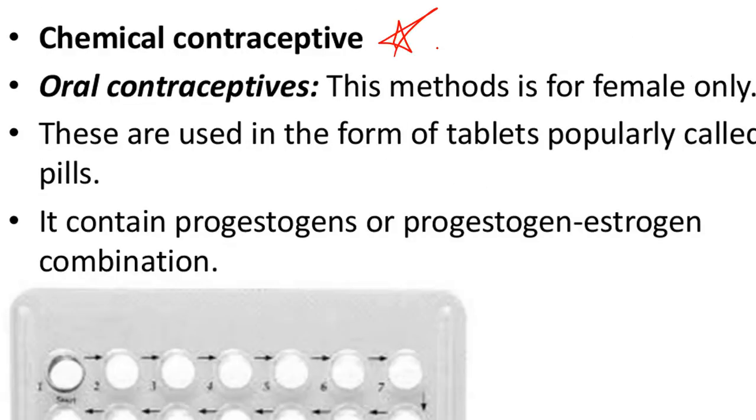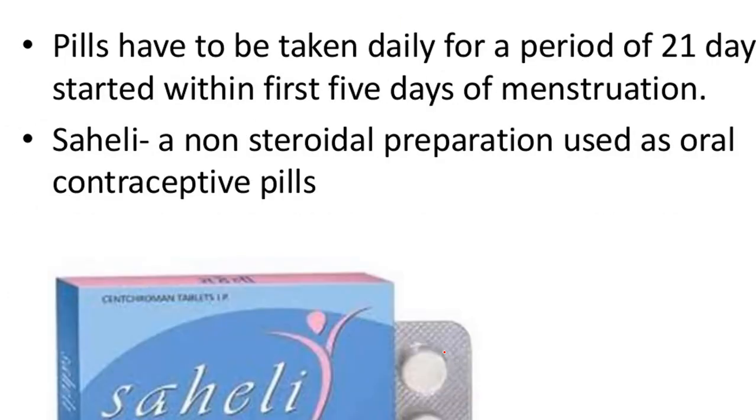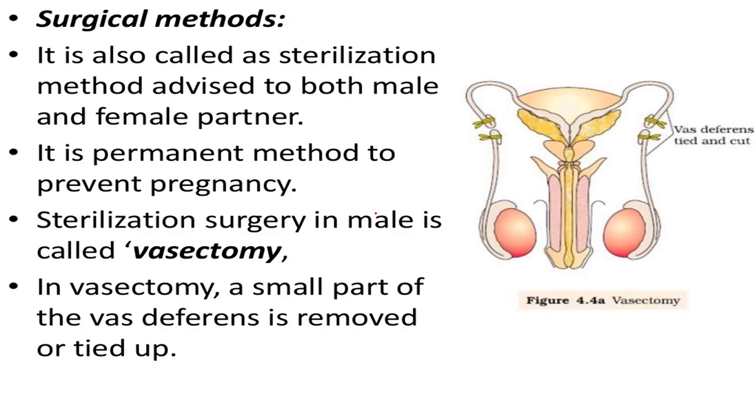In addition to this, there are other chemical contraceptives. Basically, all these chemical contraceptives alter the hormones in your body. Please remember, all the chemical contraceptives alter the hormones of your body, and when the hormones, basically progesterone and estrogen levels, are altered, the girl cannot be pregnant. You have Saheli and iPill, which are chemical contraceptives.